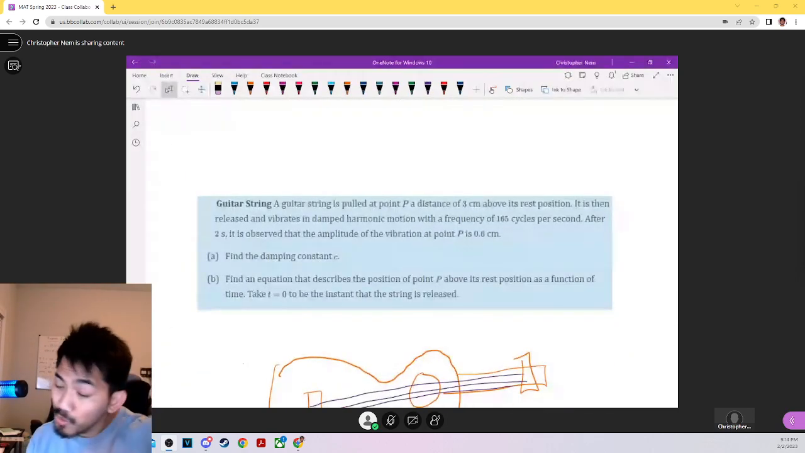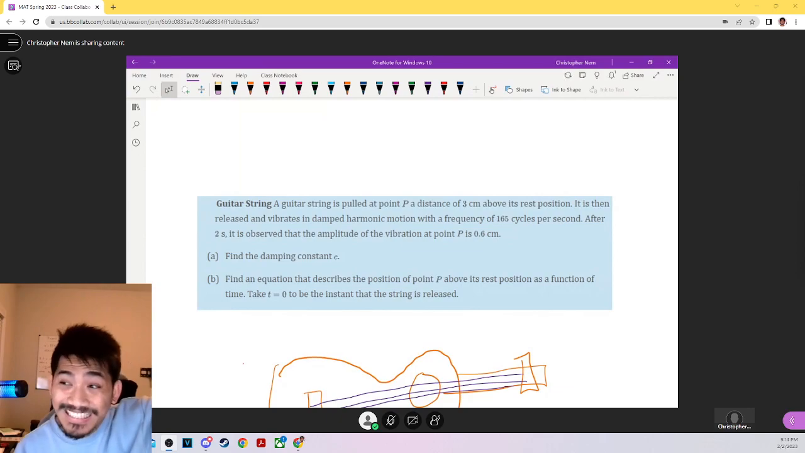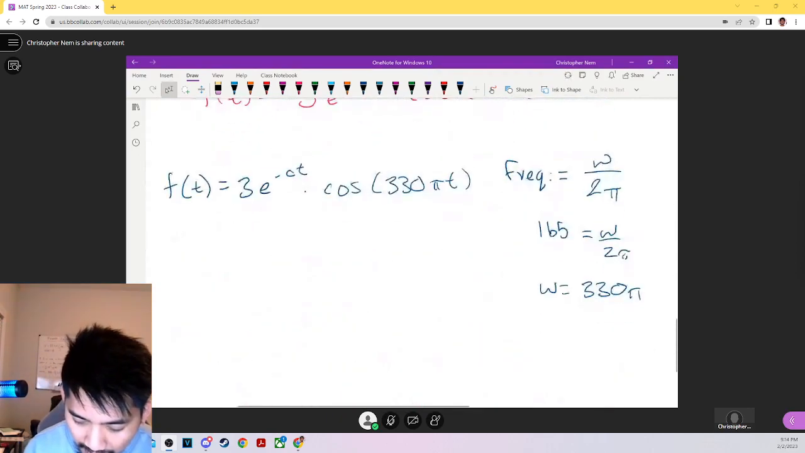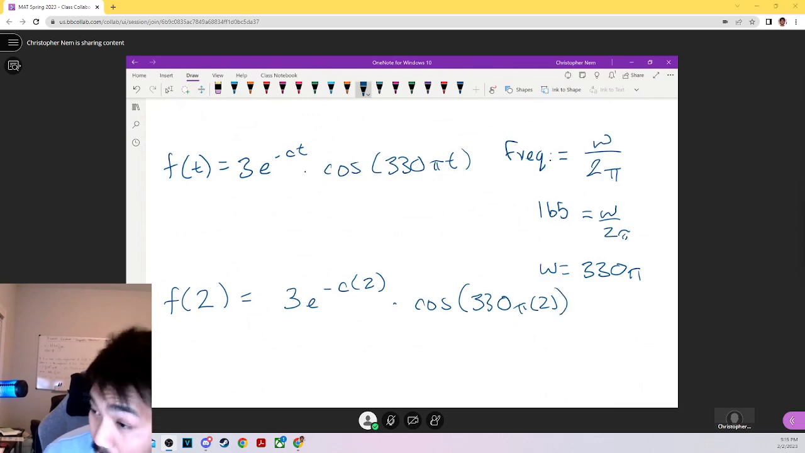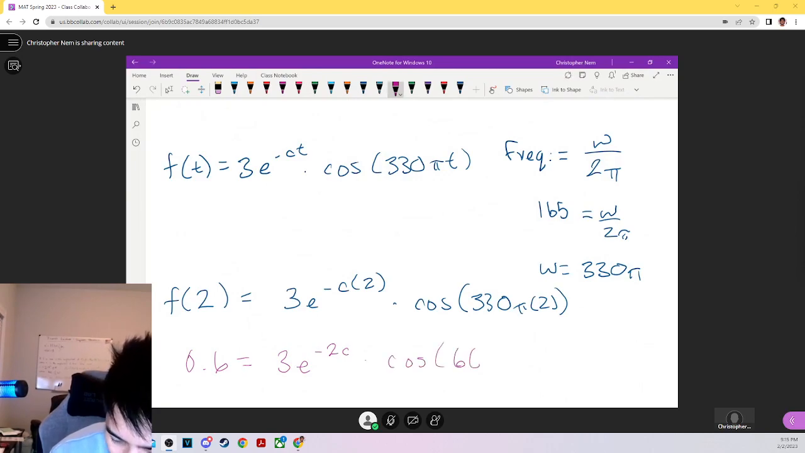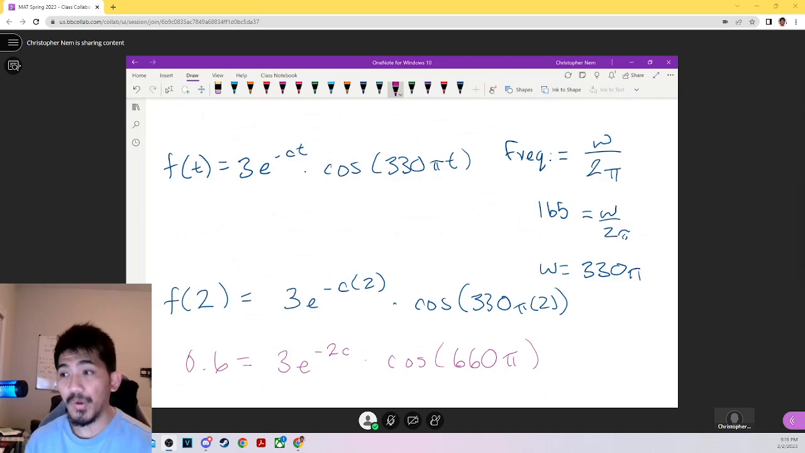Well, they're telling us after 2 seconds, so f of 2, the displacement or the amplitude of the vibration, remember the amplitude represents displacement in this case, that's where it's going to be from the resting position, is 0.6 centimeters. So that means I have f of 2, which is equal to 3e to the negative c times 2 times cosine of 330 pi times 2. T is 2, remember that. But then the displacement at 2 seconds is 0.6, which is equal to 3e to the negative 2c times cosine of 660 pi. Ooh, that's a lot.